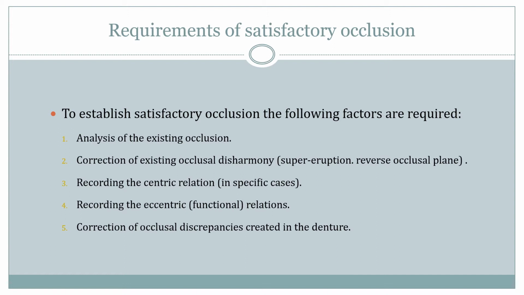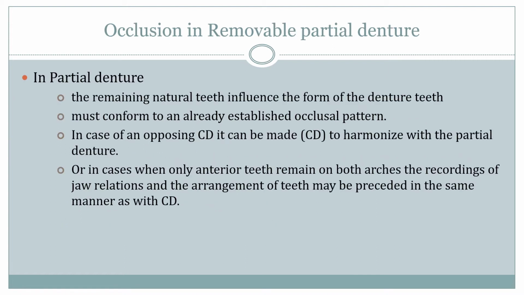So if the patient is already an existing denture wearer, a previous denture wearer, then you will have to observe what kind of occlusion has been given to him in the previous denture. If it is not given according to the guidelines, or if there is any discrepancy or premature contacts, or if it's a monoplane occlusion, all these things have to be taken into consideration, and the same has to be corrected in your new denture.